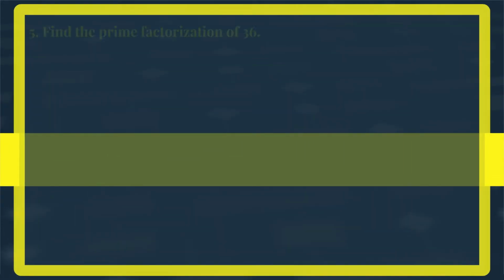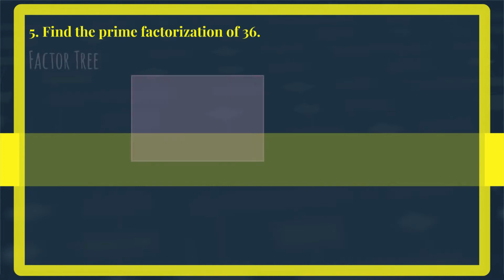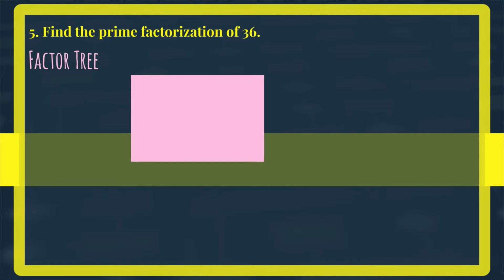It's time to practice what we learned and solve some examples. Let's find the prime factorization of 36 using the 2 methods. First, let's use the factor tree. There's a tree-like figure here, and we need to write 36 at the top of the tree. Think of the factors of 36.